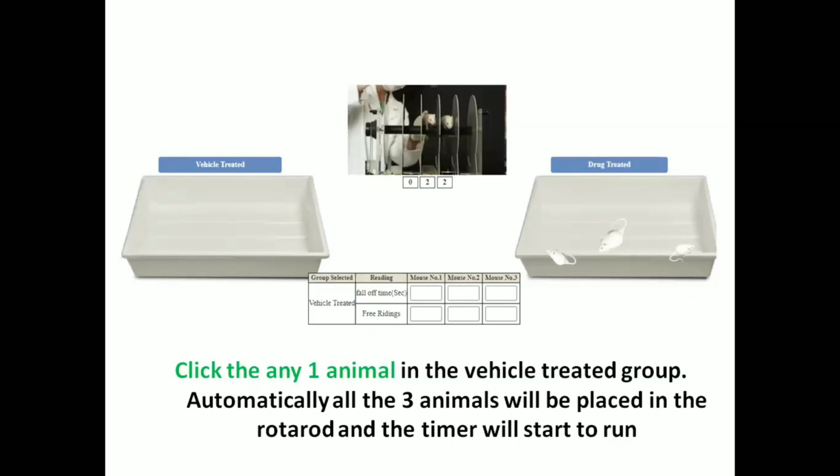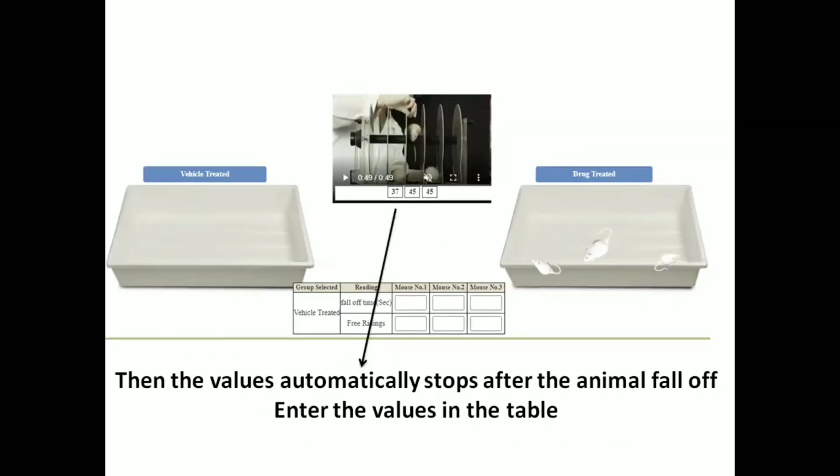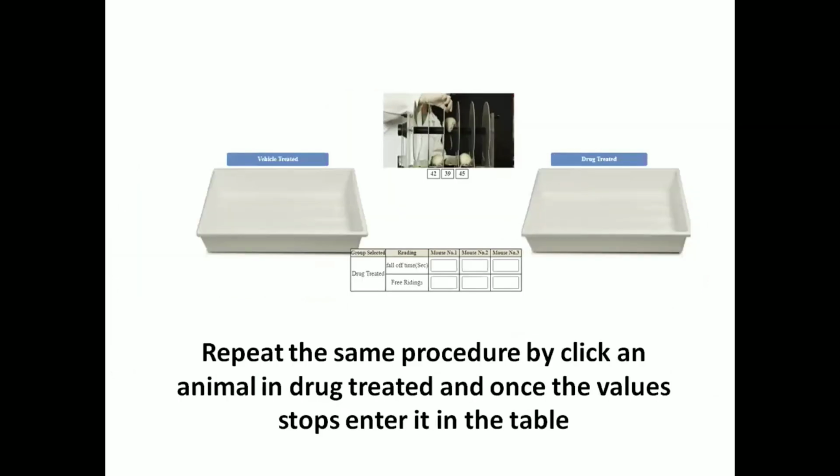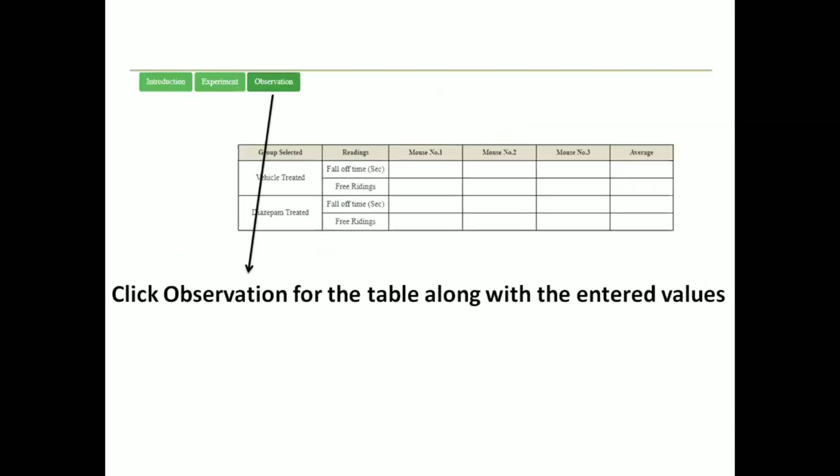Once it is completed, there will be 3 animals in both the vehicle treated and the drug treated groups, and you have to click one animal from the vehicle treated group. Automatically the animal will be placed on the center video, and the timer will start running. Once the animal falls onto the sensor, the timer automatically stops. Then you have to enter the values in the table. Repeat the same procedure by clicking an animal in the drug treated group. Then all 3 animals will be placed back in the cage, and you have to enter the values once it is finished. Then click the observation to view the values.